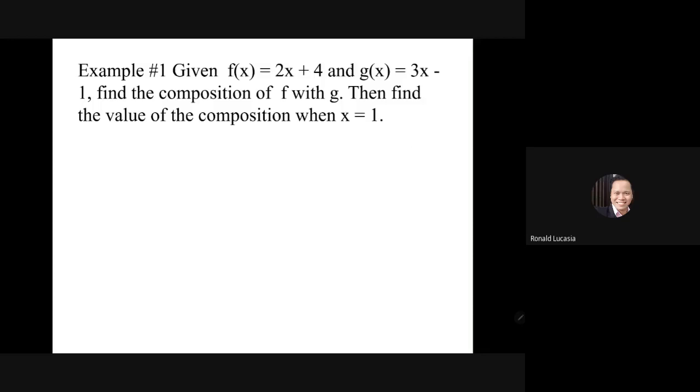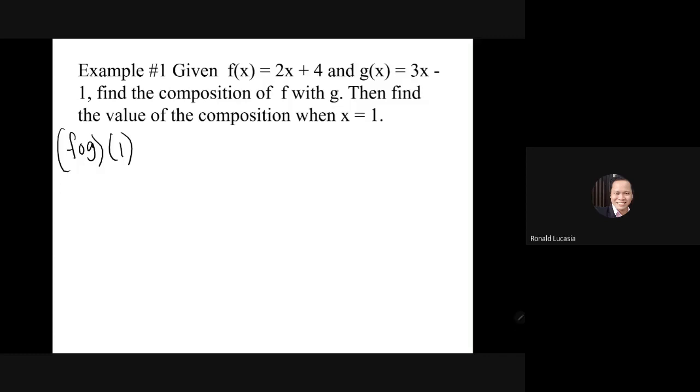Now let us use the definition for the composition of function in solving number one. Given that the first function is 2x plus 4 and the second function is 3x minus 1, find the composite of f with g, or f composed of g. Then find the value of the composition when x is equal to 1. So there will be two questions there. You have to find f circle g, and then after that, you have to find f circle g of 1.